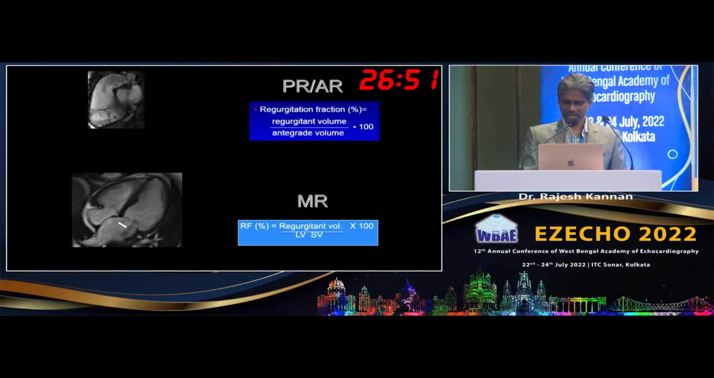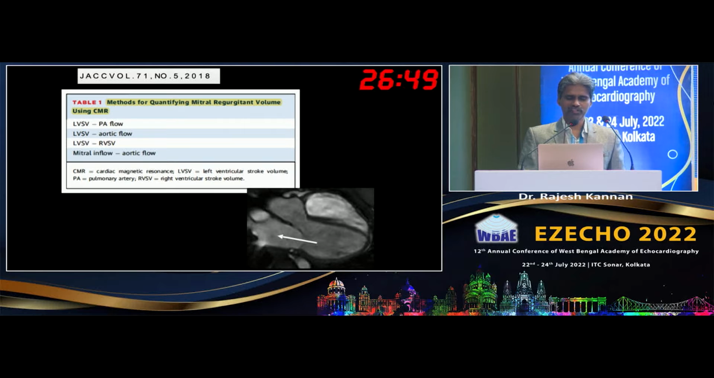Then we calculate the amount of forward flow that is happening in the aorta using the PC. If you subtract the aortic forward flow from the LV stroke volume, then the remaining flow is going to be MR, in the absence of any other interventricular septal defect. So that makes sense, isn't it?